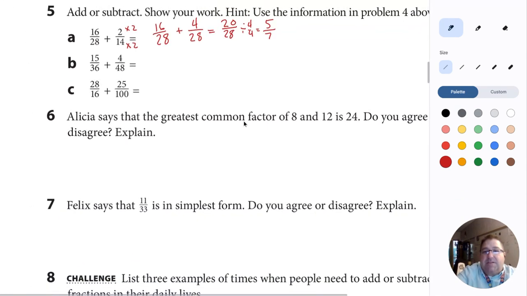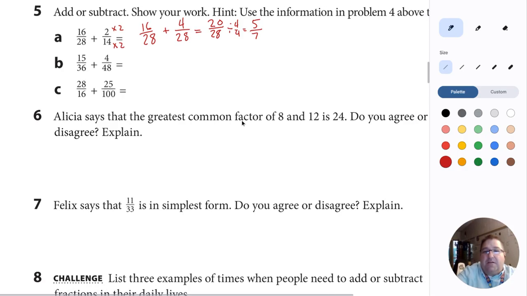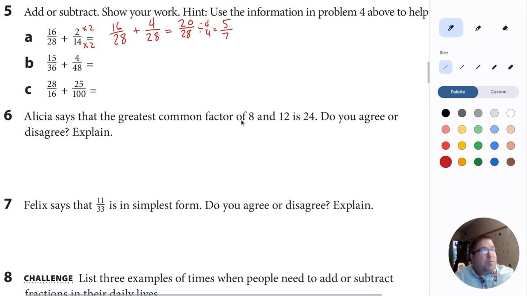All right, number 6. Alicia says the greatest common factor of 8 and 12 is 24. So Alicia says the greatest common factor, the GCF, of 8 and 12 is 24? Well, first of all, we can see right away we are going to disagree, because factors have to be smaller than those numbers. Okay, what are the factors of 8? So real quick, let's just review. What are the factors of 8?